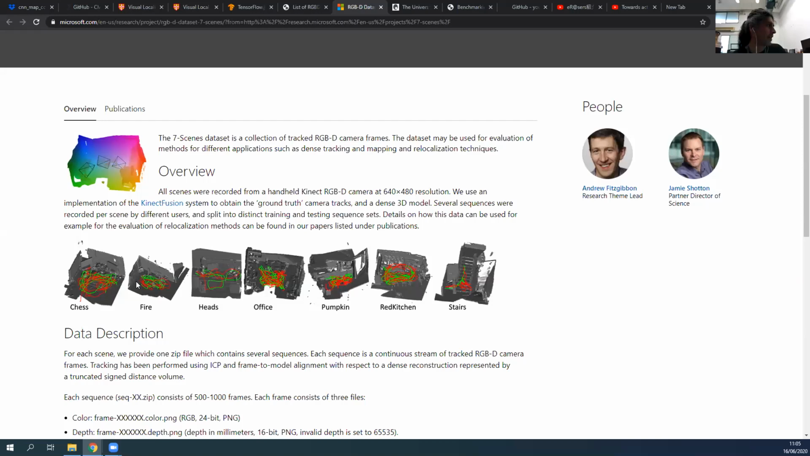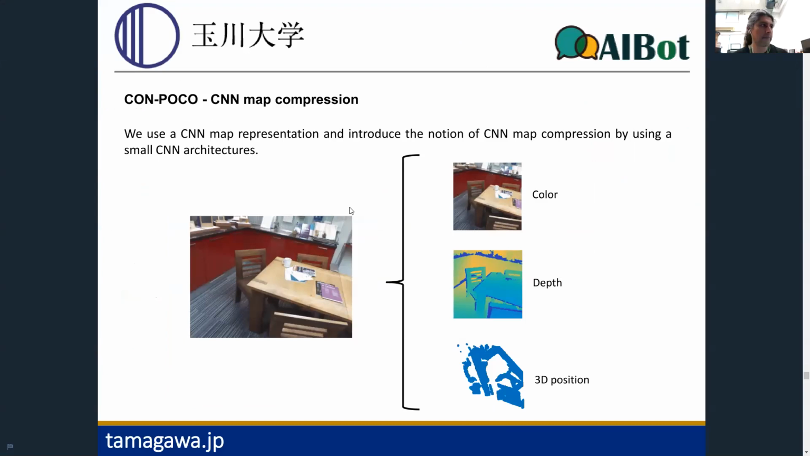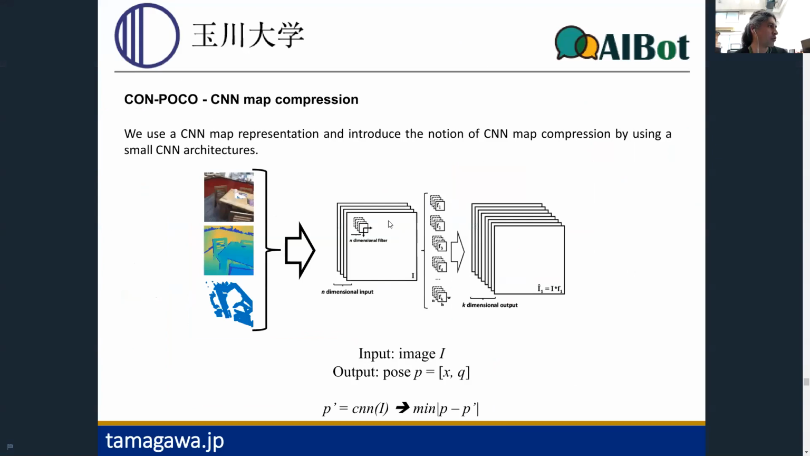We use this dataset as a training dataset. This comes from an RGB-D camera, so we have color information, depth information, and 3D position of each of the pixels. We use those variables as an input into a convolutional neural network. So we can have several layers of convolutional neural network, one for the colors, one for the depth, and one for the points.